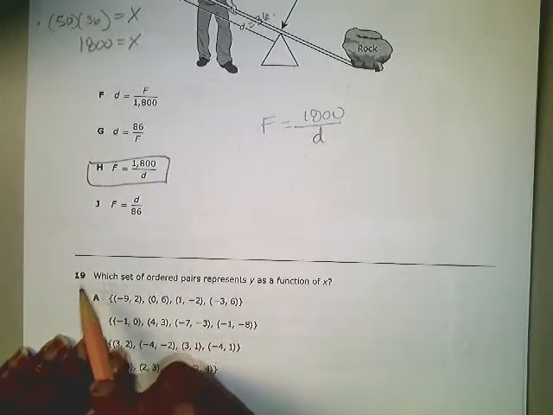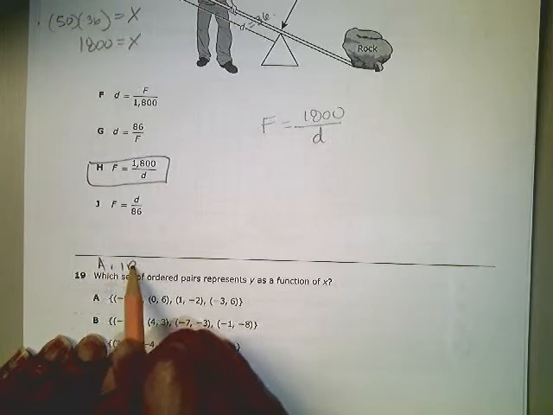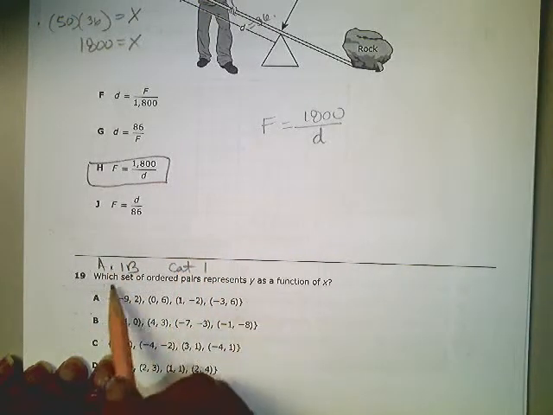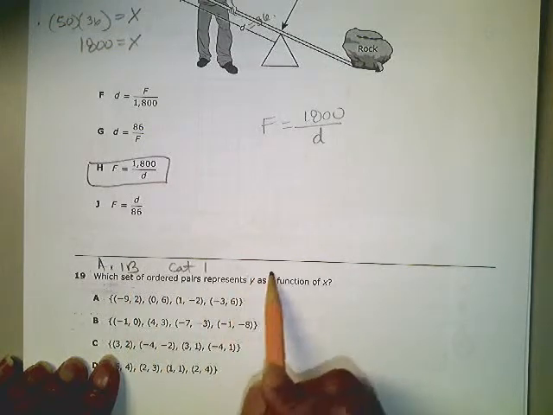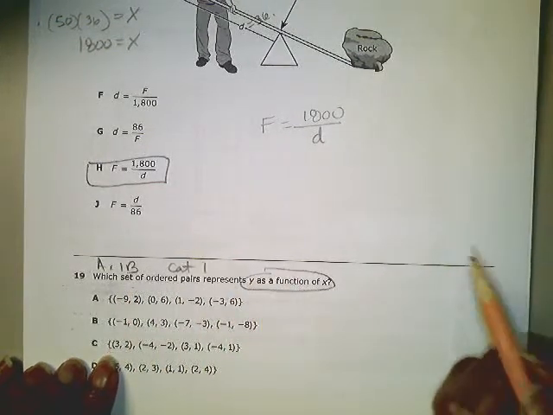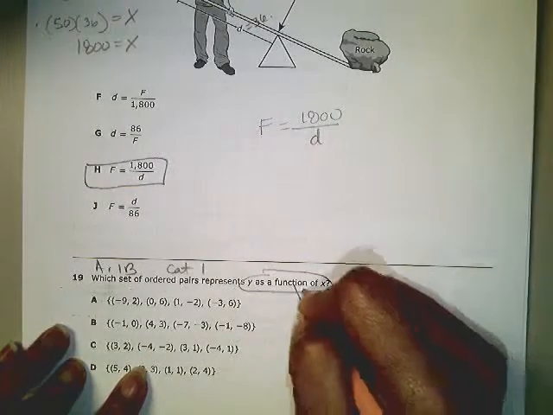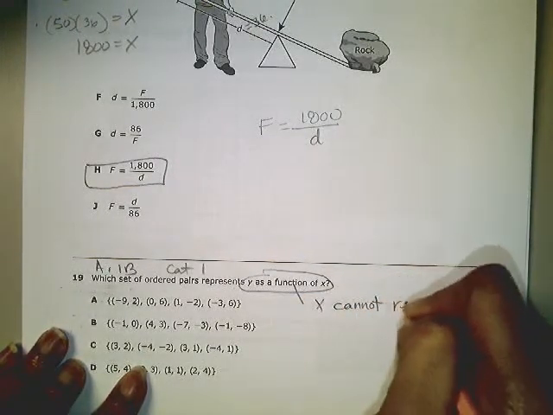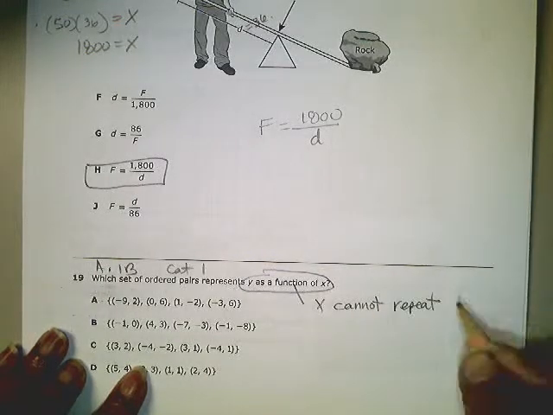Number 19 is 8.1b, category 1, functional relationships. Which set of ordered pairs represents y as a function? Here again, this is vocabulary. What is a function? X cannot repeat. If it repeats, it's not a function.